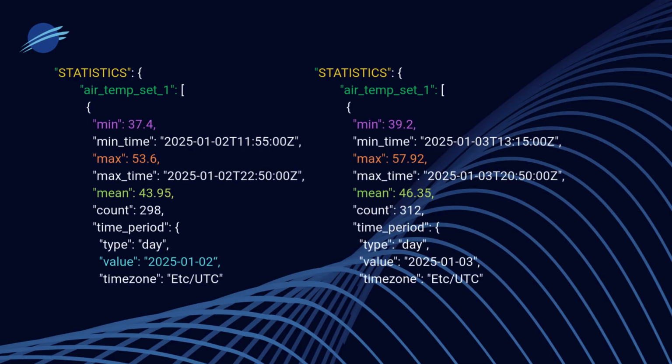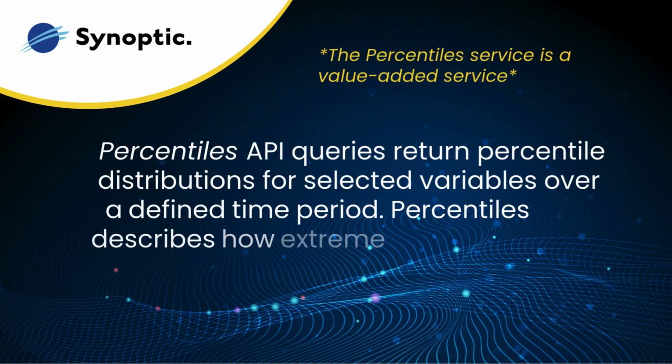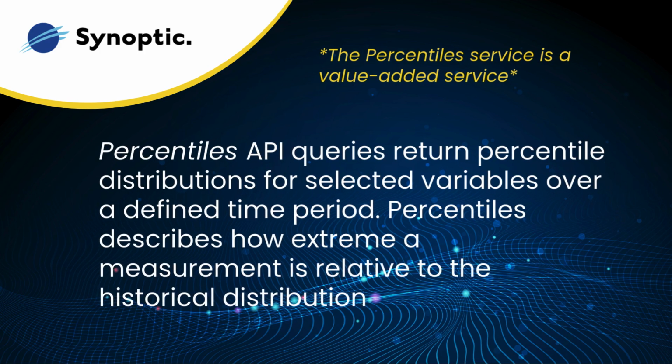Statistics requests are ideal when you need a compact overview of trends or extreme values over a specified period rather than a full time series. Alright, now taking a look at percentile queries. The percentile service returns percentile distributions for selected variables over a defined time period. Percentiles describe how extreme a measurement is relative to the historical distribution.